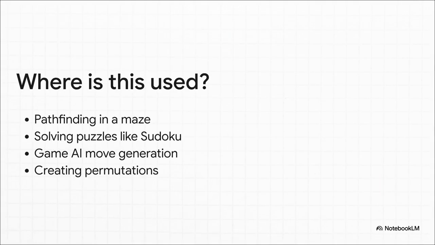I mean, think about it. Finding your way through a maze. You go down one path, you hit a dead end, you backtrack, you try another. That's the same logic. Or solving a Sudoku puzzle. You put a number in a square. See if it works. If it leads to a contradiction, you backtrack, erase it, and try a different number. This very same pattern powers game AIs, logistics planning, and so much more.